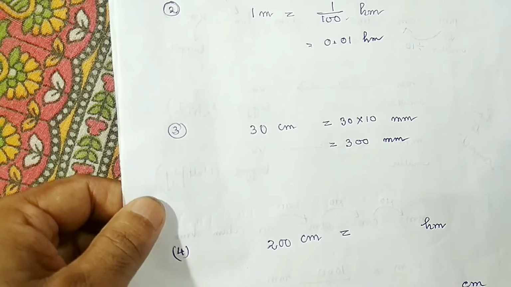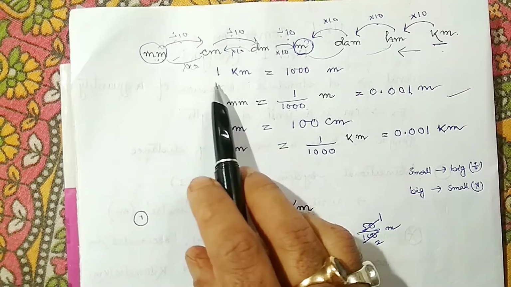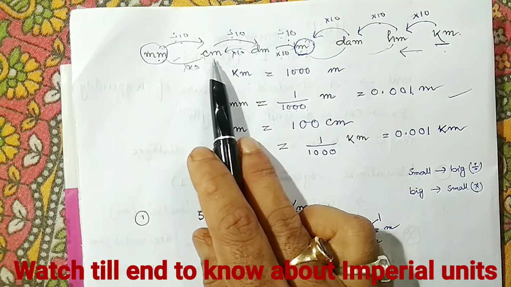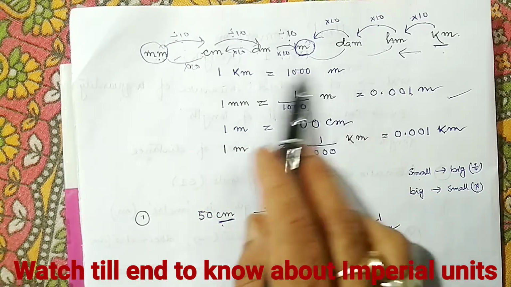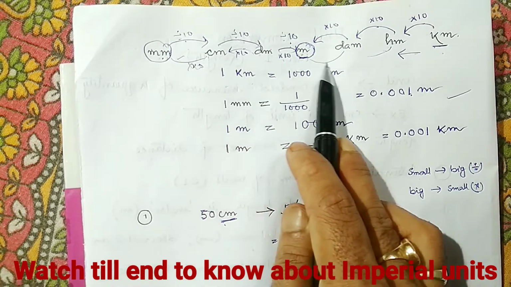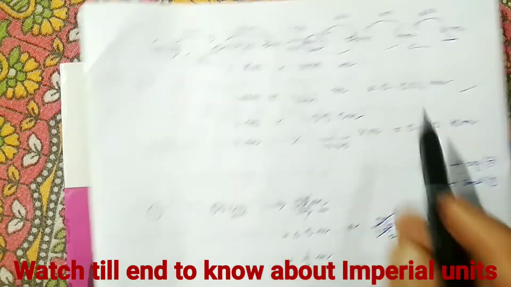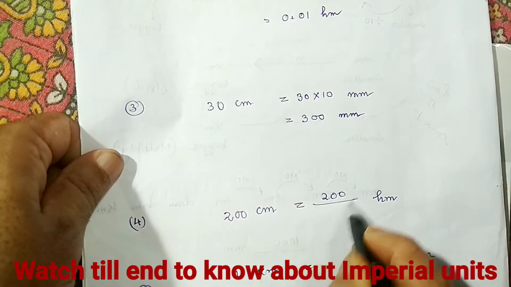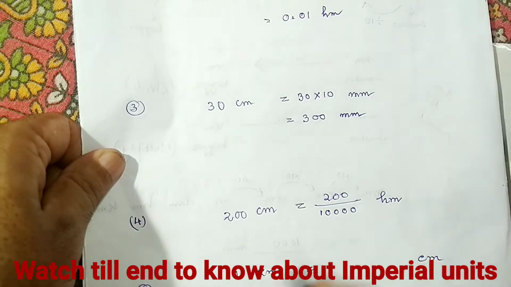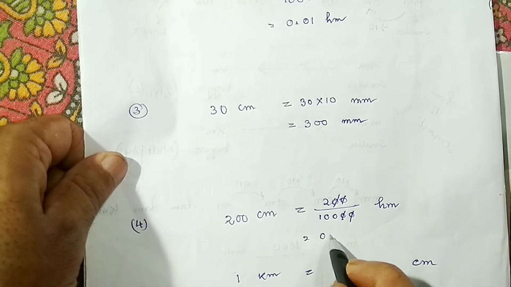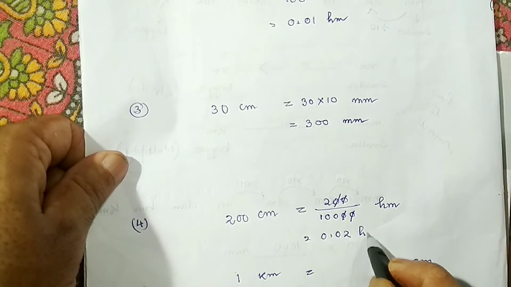200 centimeter to hectometer. Just see here. This is centimeter, hectometer. We are going from smaller to bigger. When you go from smaller to big, then we have to divide. Now centimeter to hectometer, how many places? 1, 2, 3, 4. Since 4, so what we have to do? We have to write 200 divided by 1 followed by 4 zeros. We have to divide now. 0, 0, 0, 0 cancel. So it is 0.02 hectometers.